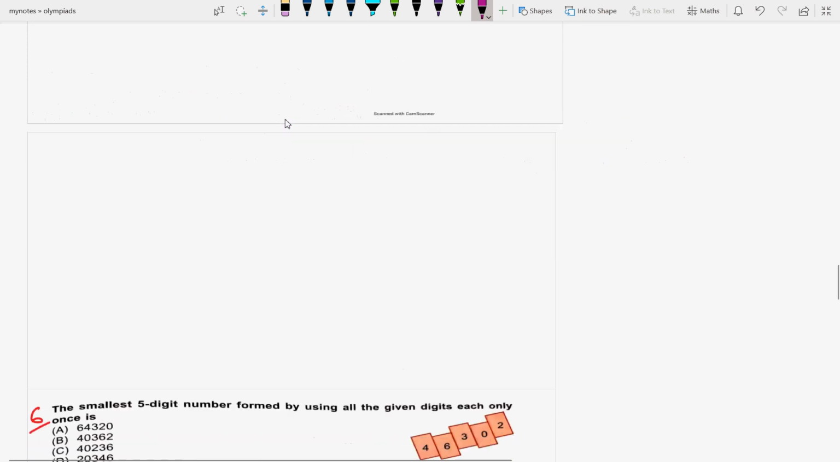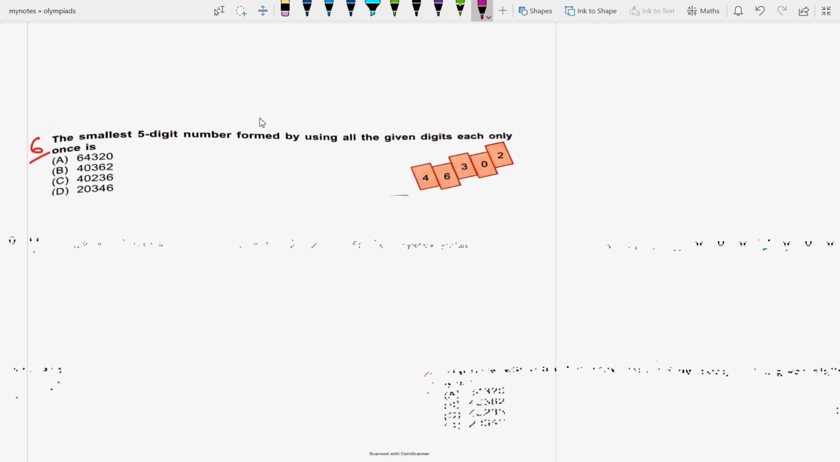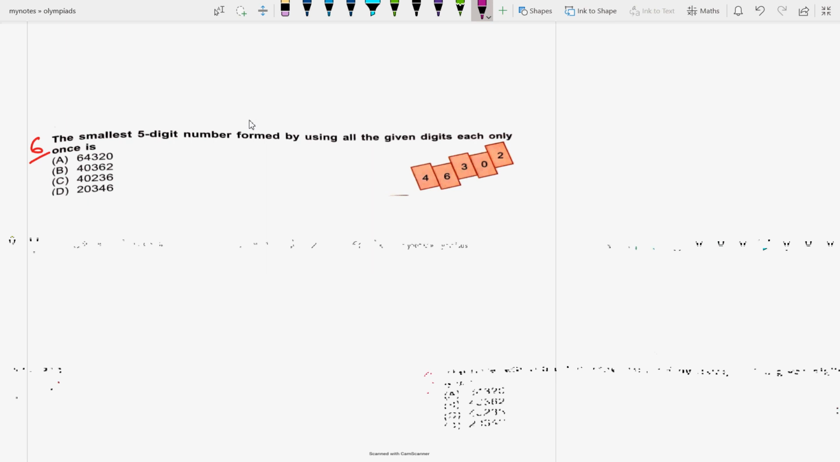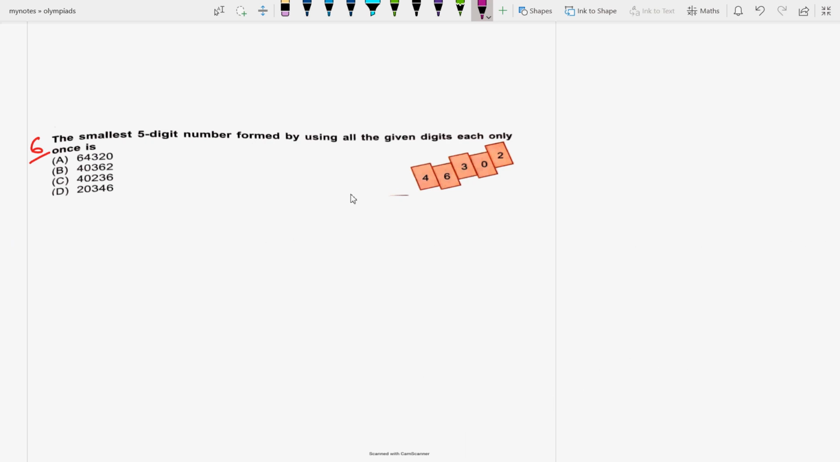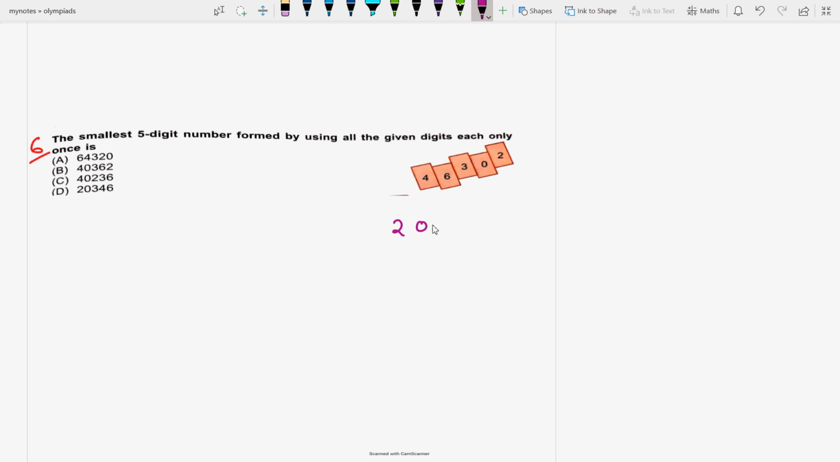Okay. Next question is, the smallest 5-digit number formed by using all the given digits, each only once. See, in this question, a smallest 5-digit number, just write down the digits in the ascending order 2, 0, 3, 4, 6. So the answer will come out to be D option.